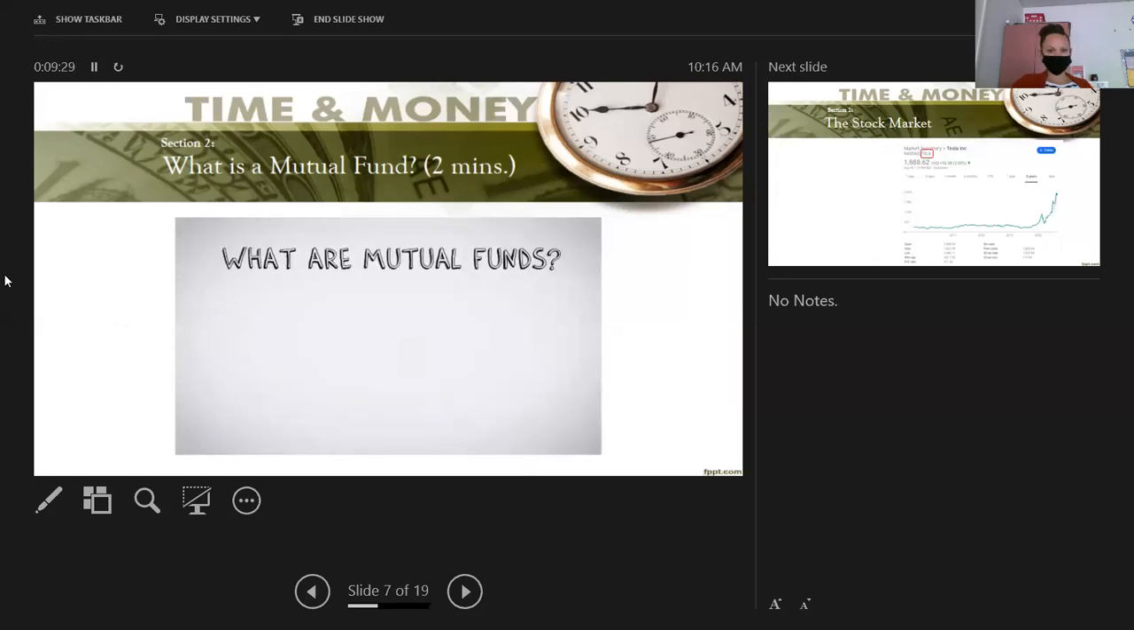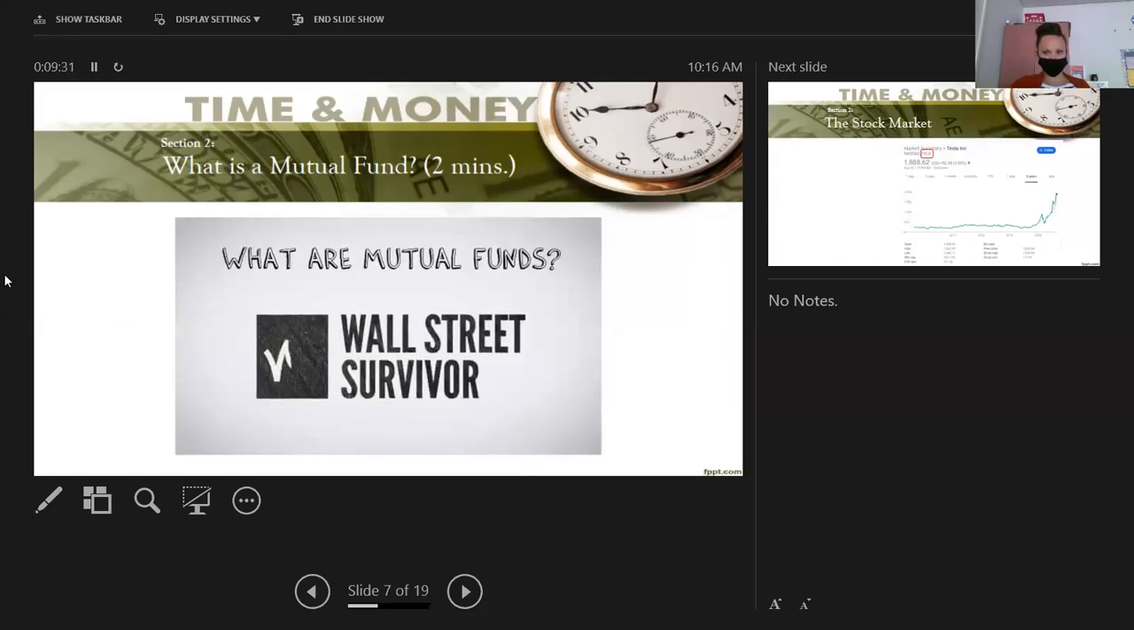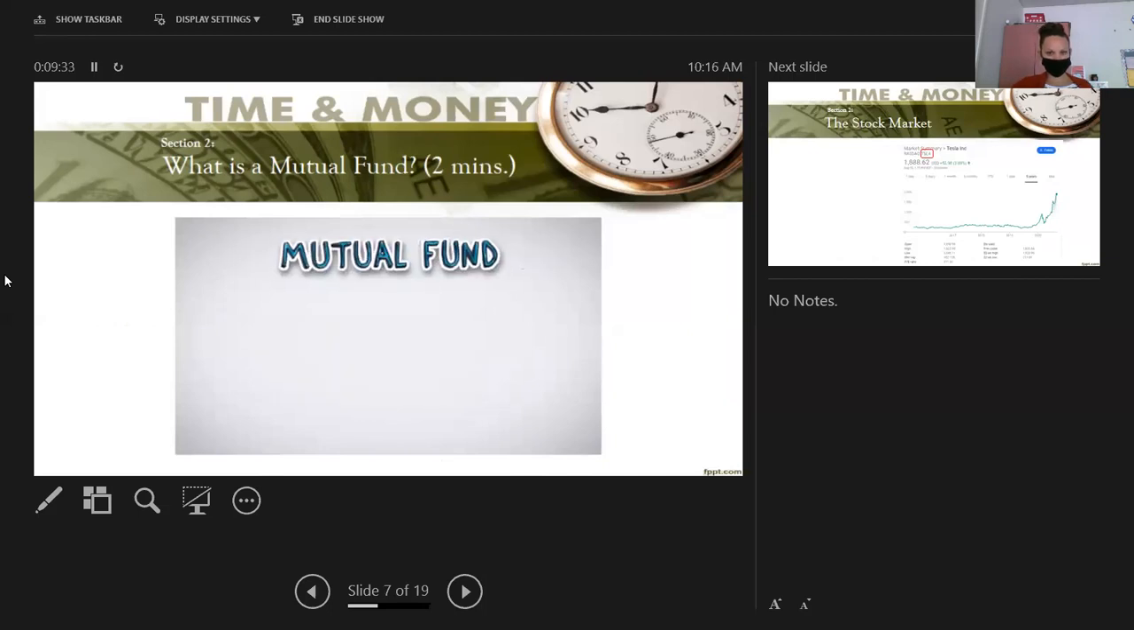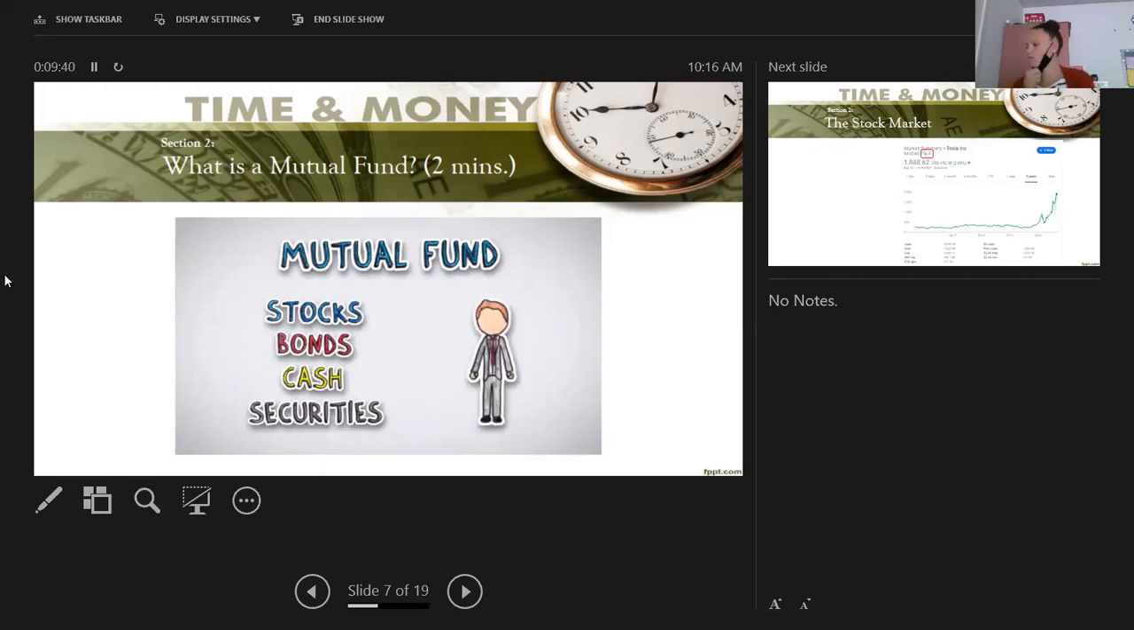What are mutual funds? Presented by WallStreetSurvivor.com. A mutual fund is a collection of stocks, bonds, cash, and other securities that are managed by a professional. Generally, people buy mutual funds because they want a simple way to invest in a diversified portfolio with the security of knowing that someone will be watching it.